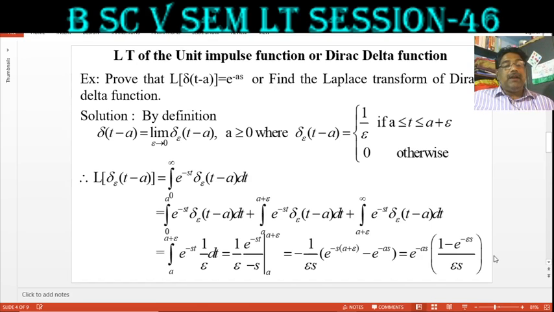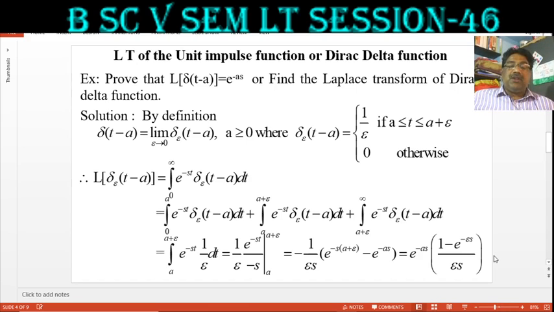Now, we have to calculate first L of delta epsilon of t minus a, that is equal to the integral from 0 to infinity of e raised to minus s t delta epsilon of t minus a dt. Now, using the definition, it is split into 0 to a, a to a plus epsilon, and a plus epsilon to infinity. Now, from a to a plus epsilon it is 1 upon epsilon, 0 otherwise, that means before a and after that, the value of delta epsilon of t minus a is 0.